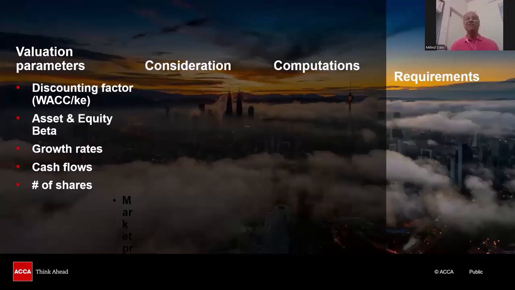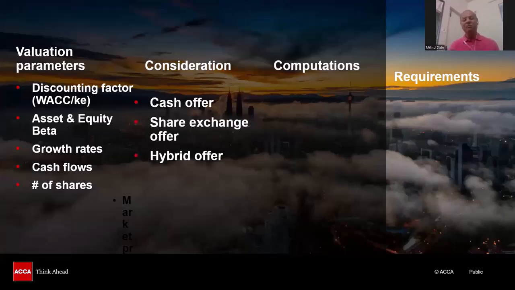The growth rates of cash flows may be given, the dividend data may be given, in case you may have to use the dividend growth model. Number of shares, existing share prices, if the companies or one of them are listed, that also will be available to you. The purchase consideration settled in a particular way, whether it's cash offer or a share exchange offer or a hybrid offer, or sometimes maybe earn out, all those details will be available to you.